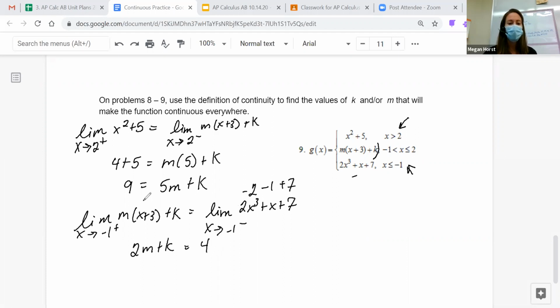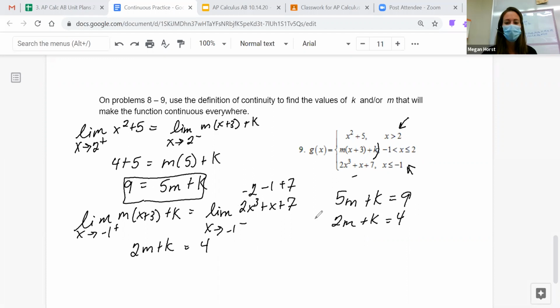Now I'm going to take both of these expressions and do a system of equations. I know that 5m plus k equals 9 and 2m plus k equals 4. Then I'm going to subtract through all of these expressions. So I end up with 3m equals 5, so m equals 5/3.